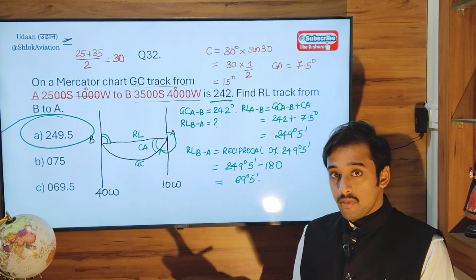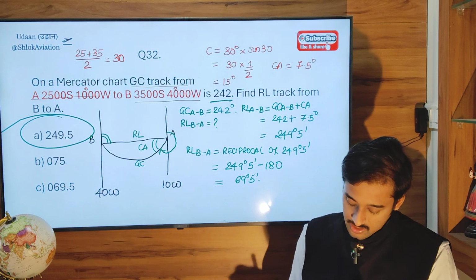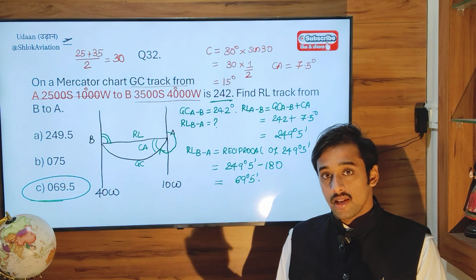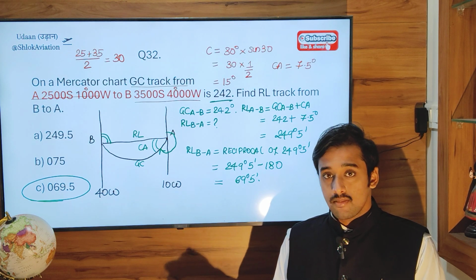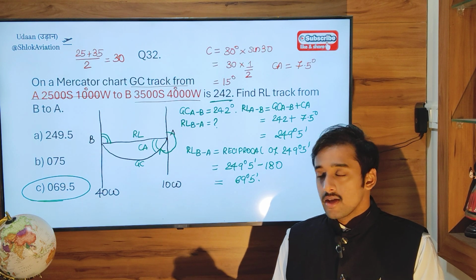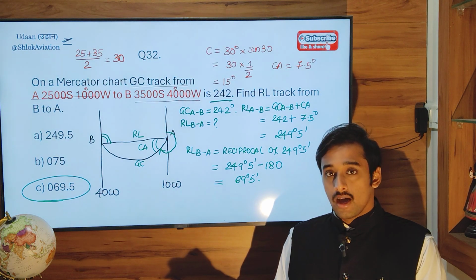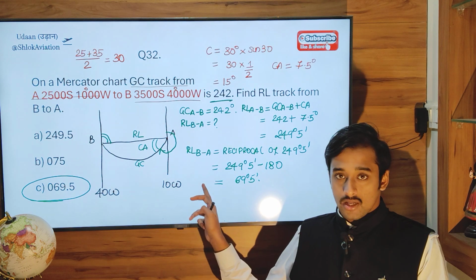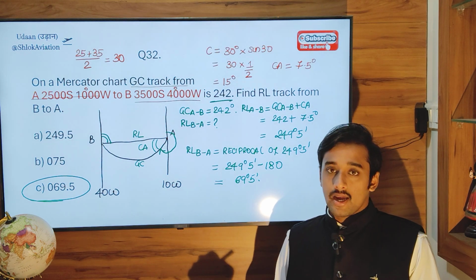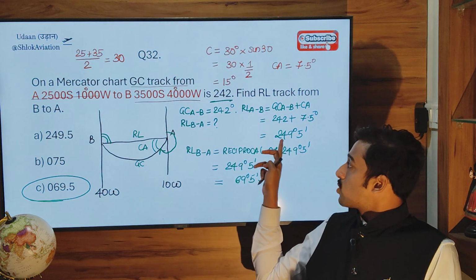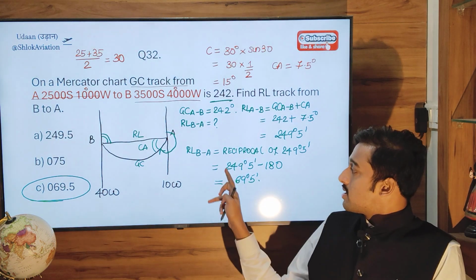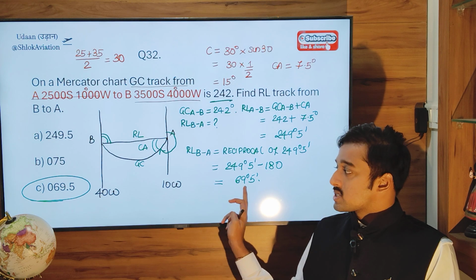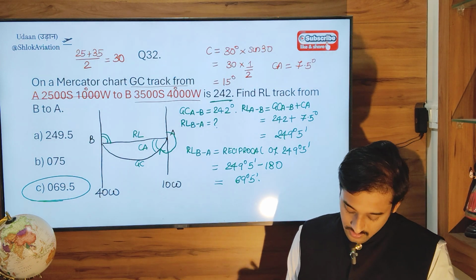So look at the question, pay attention and double check the answer. The correct option will be option Charlie and not option A. Even you can repeat this mistake in exam in haste, impatience, hurry. So make sure that you read the question. After solving the entire question, read the question again and double check your solution to verify your final answer. So A to B was 249. We were asked to find B to A. So B to A will be reciprocal of A to B. And that's how we got 69.5.